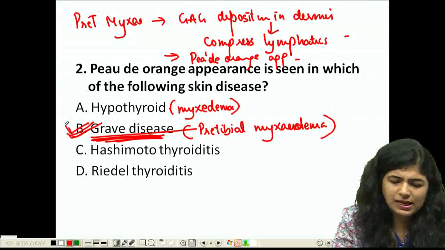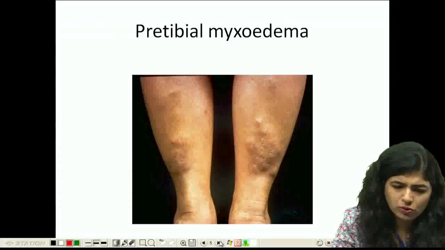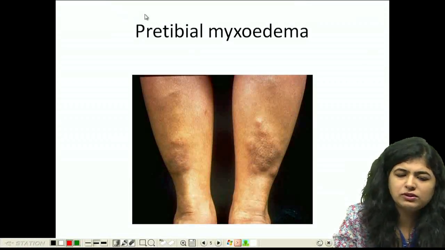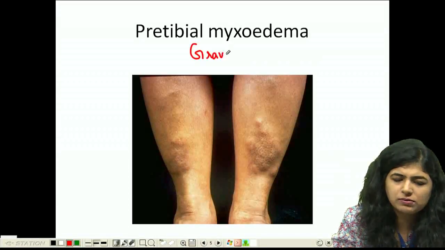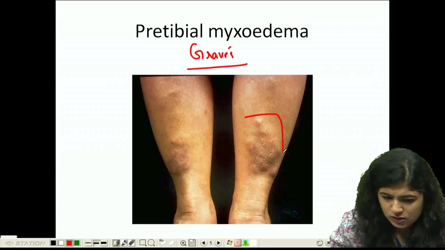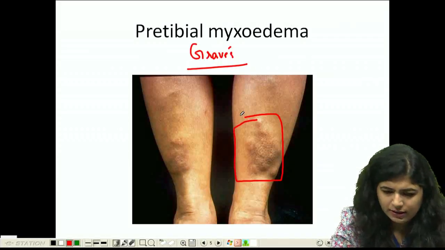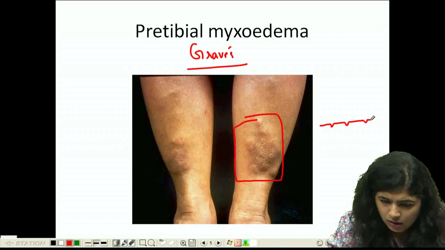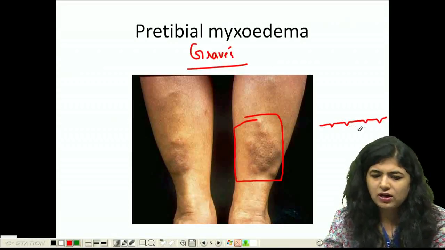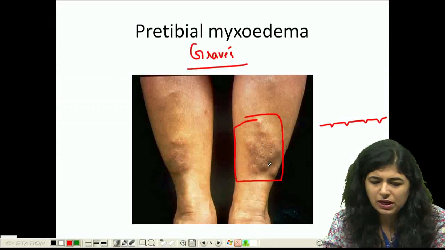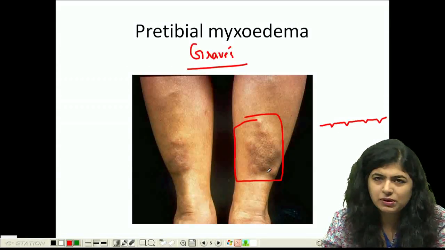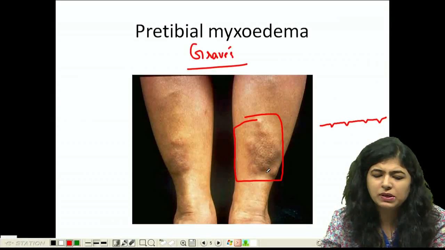This is Graves' disease. I have an image of this to show you. See, you see this particular image? This is pre-tibial myxedema, which is found in hyperthyroidism, Graves' disease. If you focus on this image here, do you see this dot, dot, dot, the dilated pilo-sebaceous orifice, the dilated hair orifice? It looks like the peel of the orange. So this is the typical appearance of pre-tibial myxedema, also called powdery orange appearance.